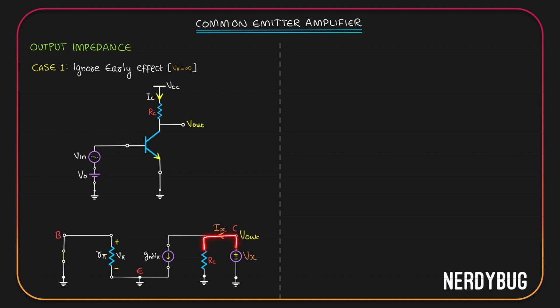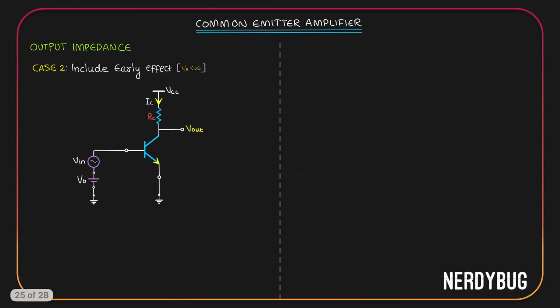RC is directly connected across Vx. So the potential across RC is Vx, current flowing through it is Ix. So we can easily say Vx is Ix RC. Let us write all of this down. Since base is grounded, we found V pi is 0, which made gm V pi 0. Since no current has to flow in this direction, all of Ix is flowing through RC. So we get Vx is Ix RC. That means Vx by Ix is RC. Vx by Ix is our output impedance. So the output impedance is RC.